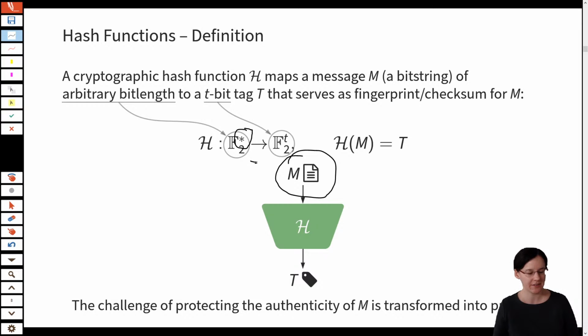So this is the accepted input, and as an output it will produce a tag of fixed length t, which is then called a checksum or a fingerprint or a tag, or depending on who you ask.